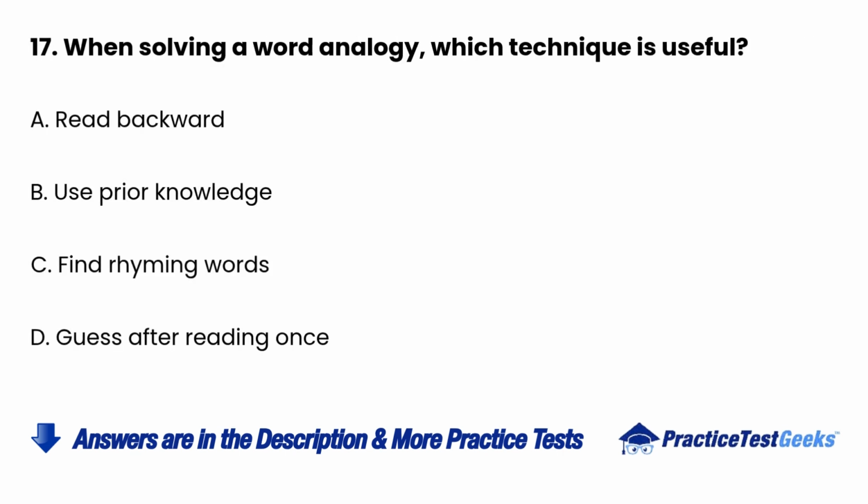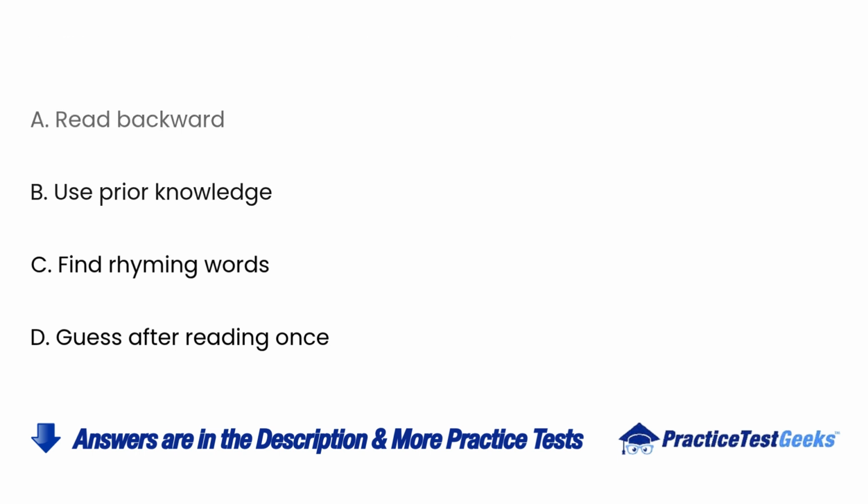17. When solving a word analogy, which technique is useful? A. Read backward. B. Use prior knowledge. C. Find rhyming words. D. Guess after reading once.